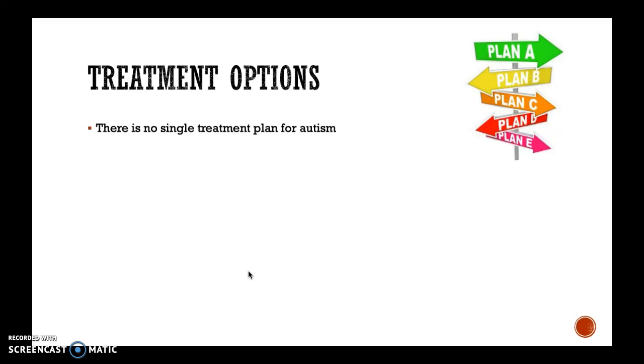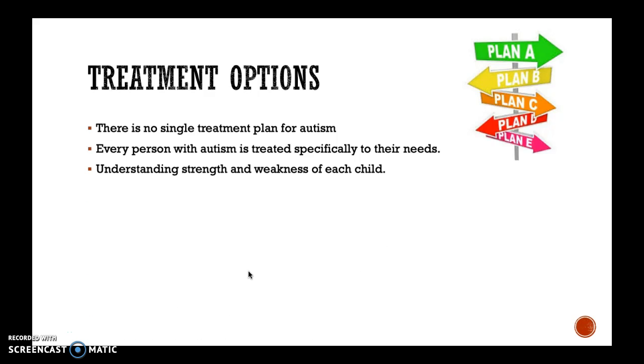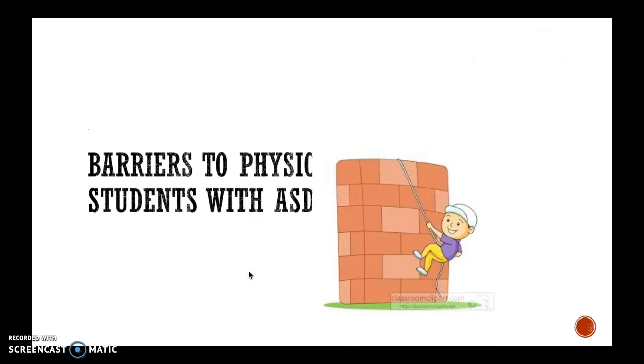There's multiple treatment options. There's no single treatment plan for autism. Every person with autism is treated specifically to their needs. Understanding strength and weakness of a child is very important, and that helps with the treatment plan. And making best decisions for each specific child is very important. Like I said, no child is exactly alike when it comes to autism. They're all different subtypes. So making the decision that best suits that child's subtype of autism is important.